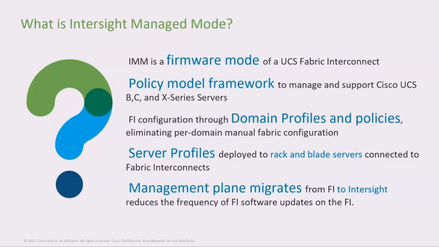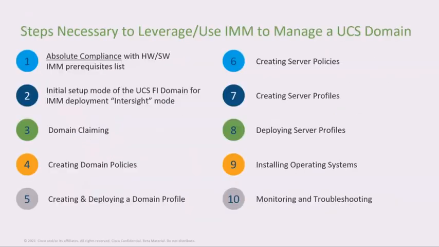Okay. Now, next, this is your punch list, right, of what to do from start to finish. The first thing is make sure that you're in hardware and software compliance. All the hardware is going to be the X series. If this is a brand new installation, everything's going to be X series. And then the software, we have to make sure we're on 4.1.2 on the Fabric Interconnects. When you run through the initial setup on the Fabric Interconnects, guess what? You're going to get that option: do you want UCS managed mode or do you want Intersight managed mode? We're going to select Intersight managed mode.